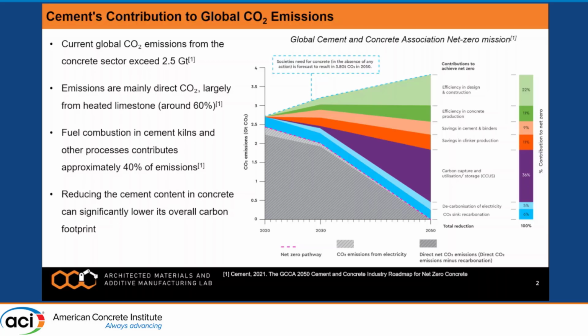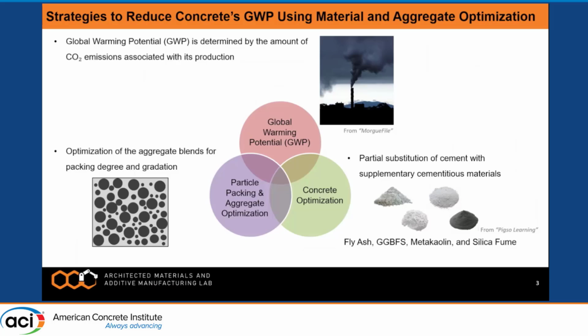So, the Global Cement and Concrete Association has provided a roadmap for net zero emission by 2050, and they have provided several actions to reduce the carbon emissions in the next coming 25 years. Two of them are efficiency in the concrete production and reducing the amount of the cement content in concrete. There are several strategies that can be used to do that, and let's look at the two strategies that we are using in our case.